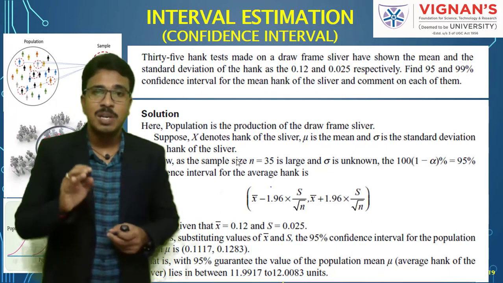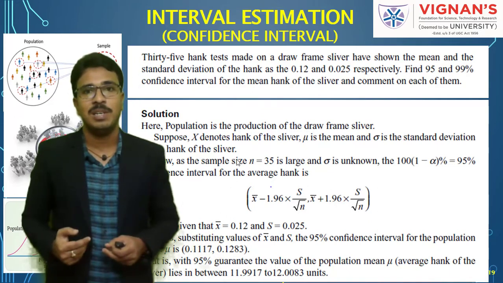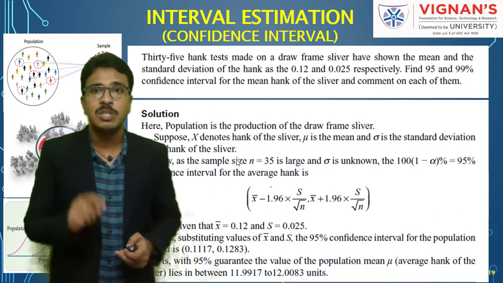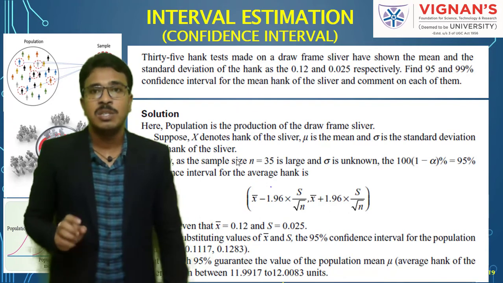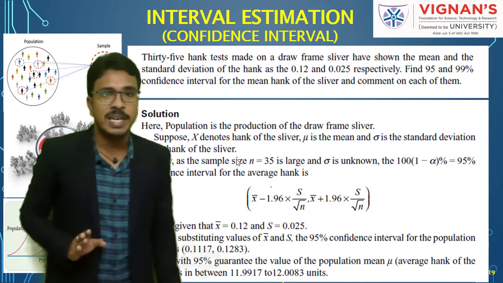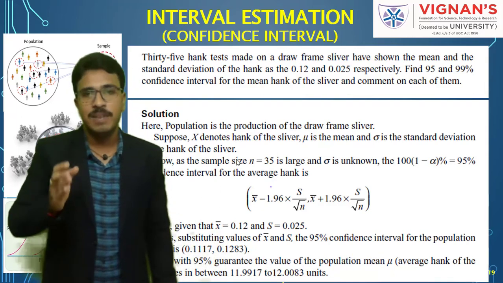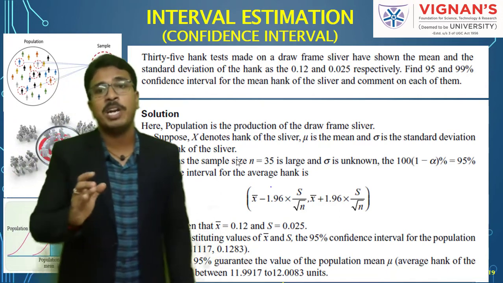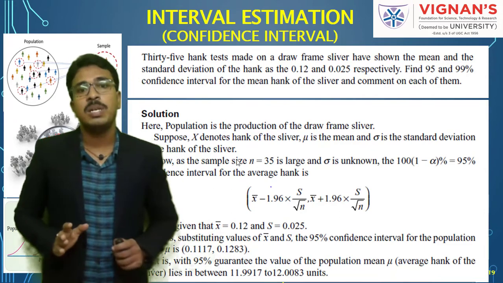1.96. Again you have to be careful: you have to use 1.96 or 2.75. In order to know that, you should know what the confidence interval is. In the problem we are asked to find at 95 and 99. At 95% confidence, the Z table value is 1.96. So x bar minus 1.96 into S divided by root n, comma, x bar plus 1.96 into S divided by root n.